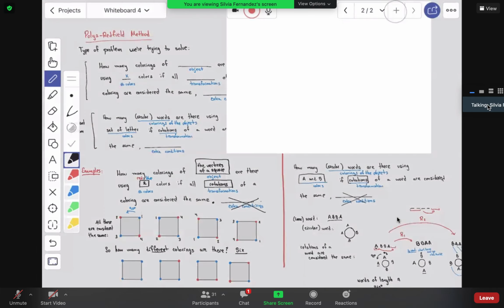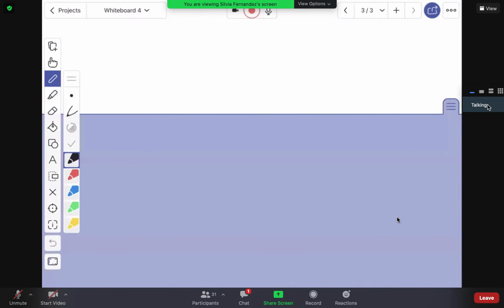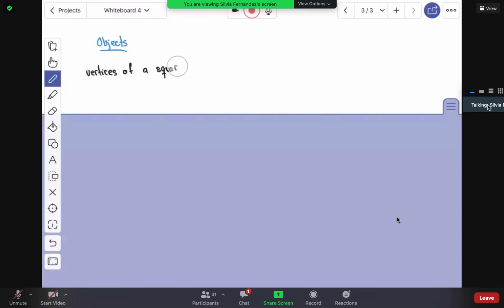So here, what kind of objects can you have? Well, I already told you about the vertices of a square. You can have, for example, coloring the vertices of a square. And the solution to my problem is going to be the same, if I don't change anything else but just the object, as coloring the edges of the square, because they have the same rotations.